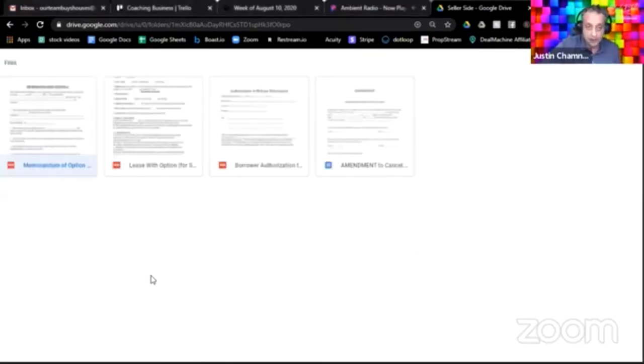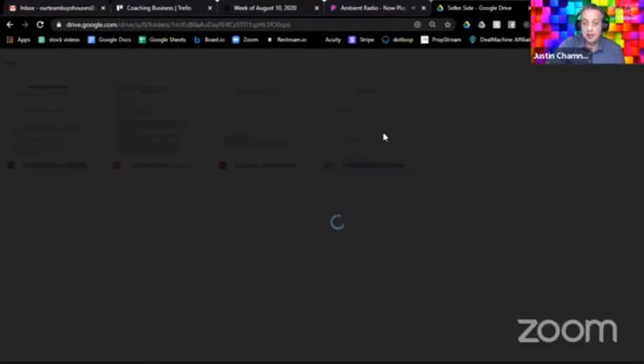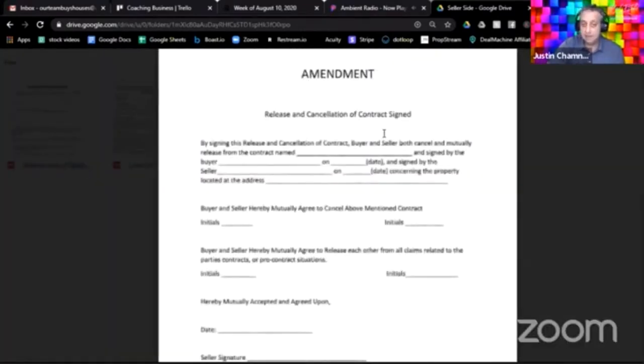Now, on the off chance that you get into an agreement with a homeowner and you need to back out, here is an amendment to cancel. You just fill this out and send it over to the homeowner. Maybe he doesn't want to do the deal anymore. Maybe you don't want to do the deal anymore. For whatever reason, it's not working out. The tenant buyer hasn't moved in yet, and you're just like, hey, I've got to walk. Then send the amendment, which is a release and cancellation of contract. That's if you need one. You probably won't need that very often, hopefully, if you're doing things the right way, but you will probably need it at some point in your career.